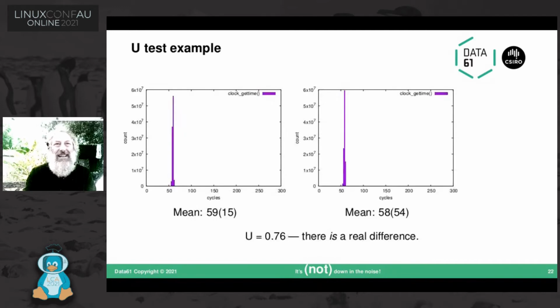Simple, eh? So let's look at these things. This time I get a U of 0.76. There's a real difference here. B, the second one, beats the first one a lot of the time.